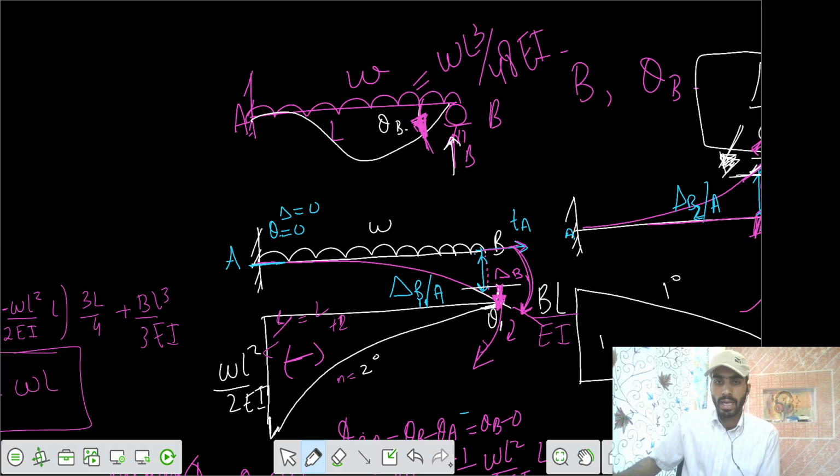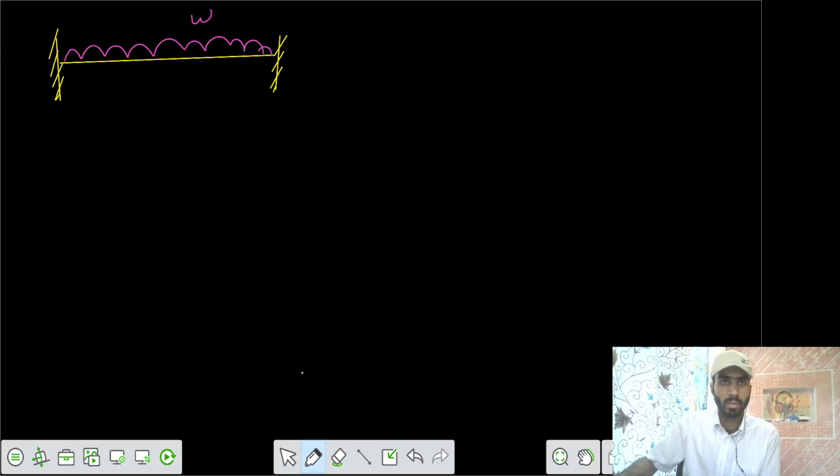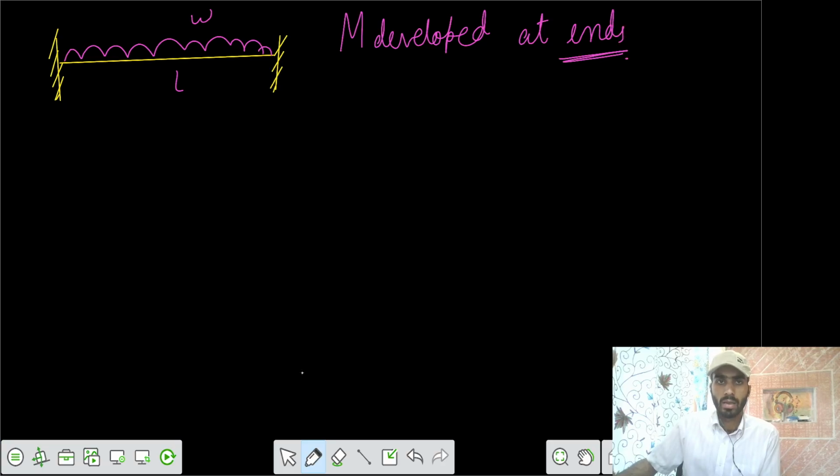Now we will take fixed beams. If we take a fixed beam, say this is a fixed beam, but the loading is that it has a UDL for the entire span, WL. So we need to get the value of the moment developed at the ends, which we call end moments. And after that, you can calculate the value of delta max also.